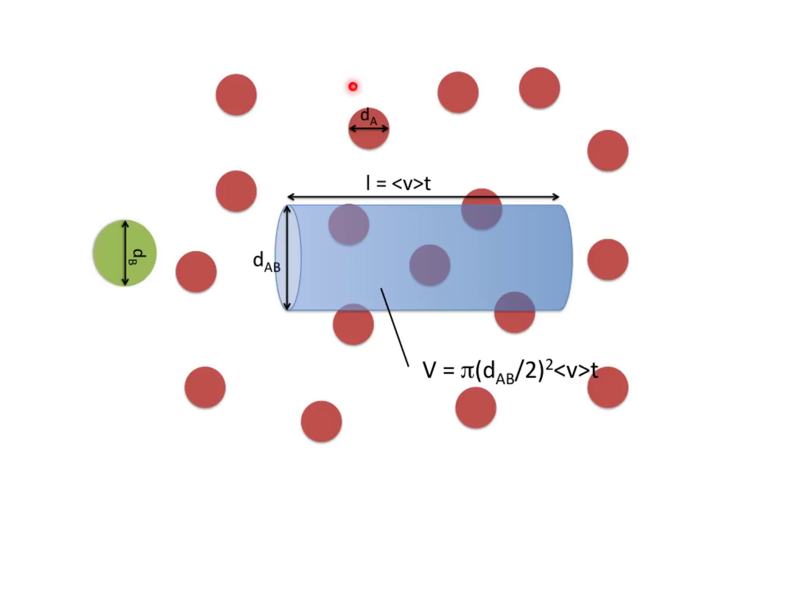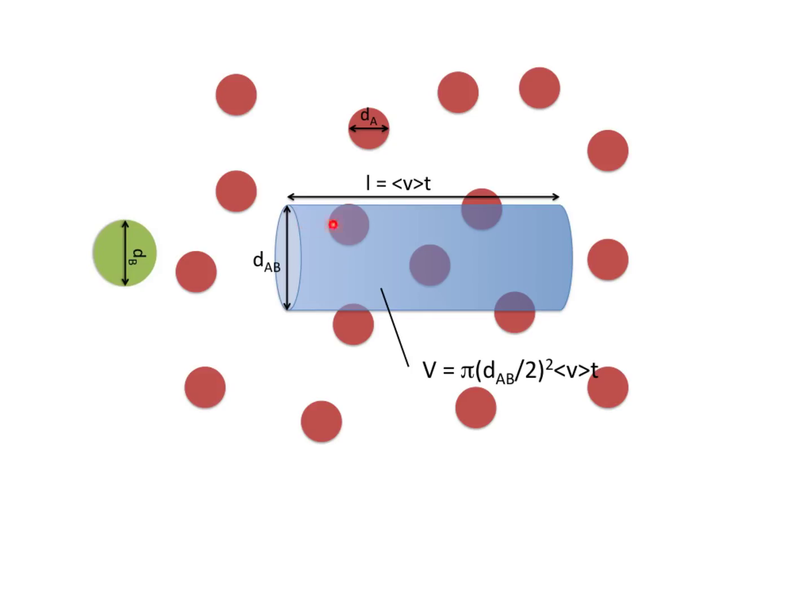The red particles have a diameter of d sub A, and the green particles have a diameter of d sub B. If we want to count the number of times a green molecule collides with a red molecule, we can do that by imagining a cylinder in our gas. This cylinder is going to have a diameter equal to d_B plus d_A.